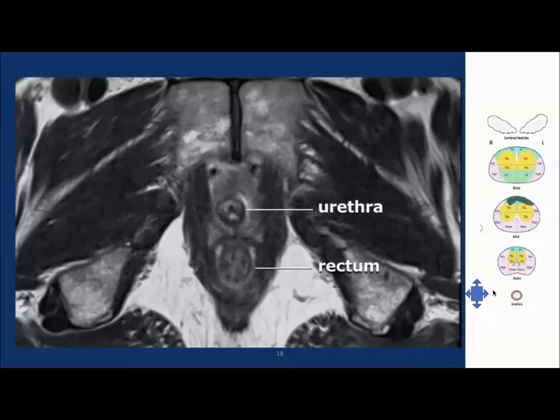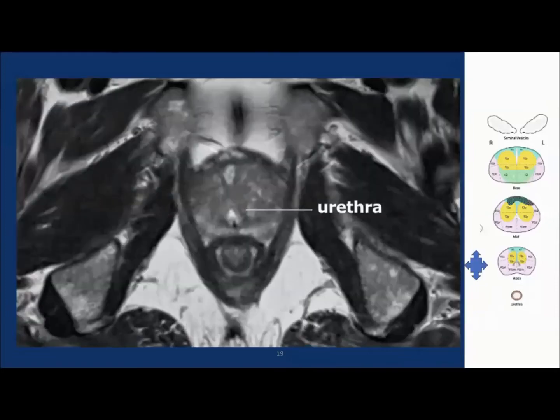Okay, great. So follow this star and we're going to look at the various anatomical structures. You can see the urethra here, the rectum here, and this is the pubic symphysis. So we are really very low down. And now we move on.